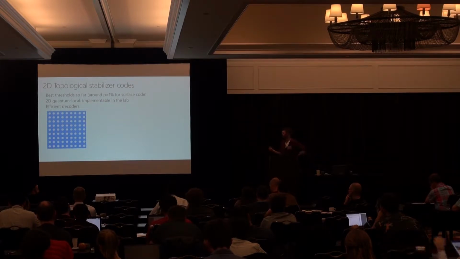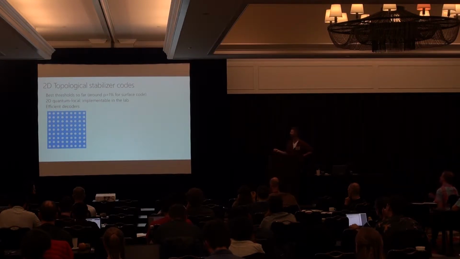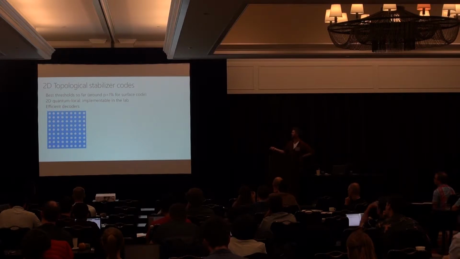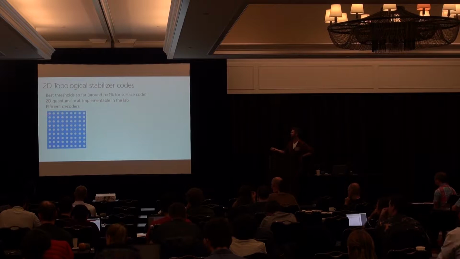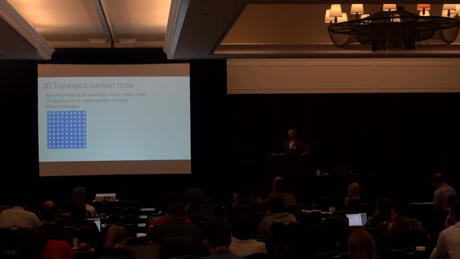They are also implementable in many experiments, because you can implement them by measuring geometrically local operators, and some of them at least have efficient decoders, like the surface code. So I drew this picture here. Each dot is a qubit, and the geometrically local measurement means that you would introduce a small ancilla and measure some nearby qubits by coupling them with CNOTs.